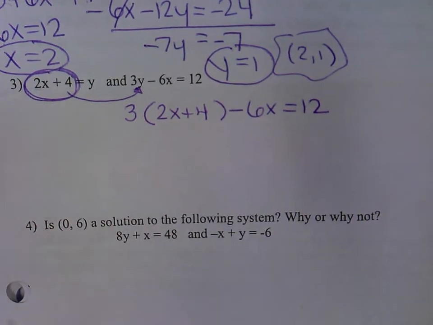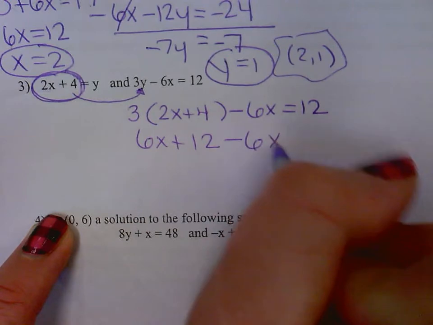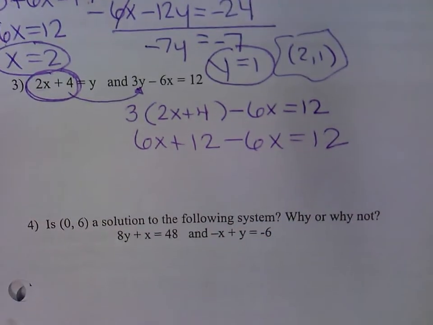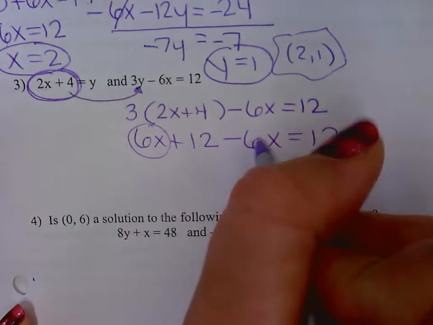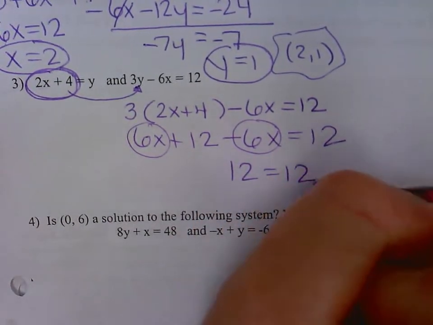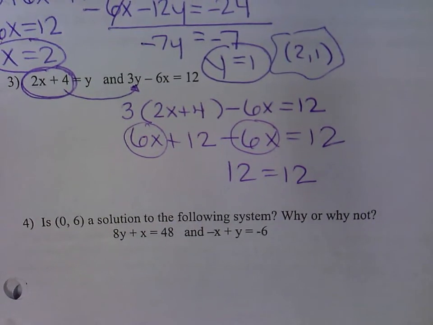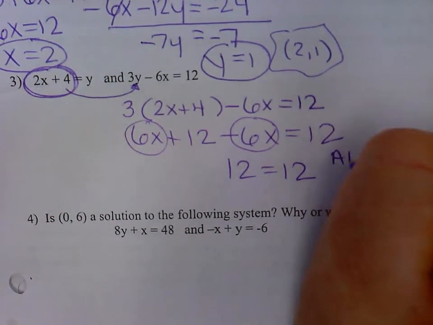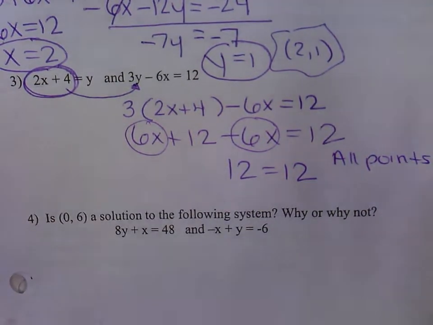So when I distribute, I get 6x plus 12 minus 6x equals 12. This looks like another kind of weird solution because 6x and negative 6x add up to 0. So I get 12 equals 12. So what conclusion do I make if my variables are gone, but I have a true statement? All points on the line. All points on the line.